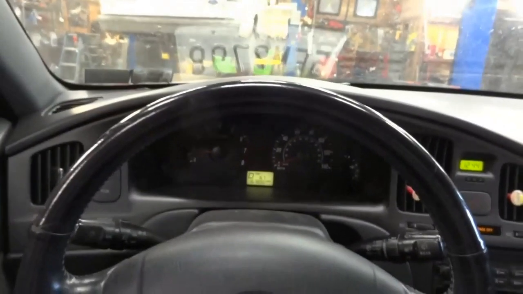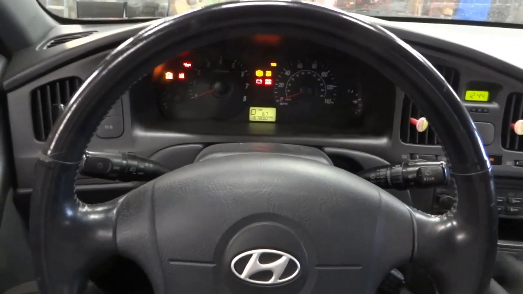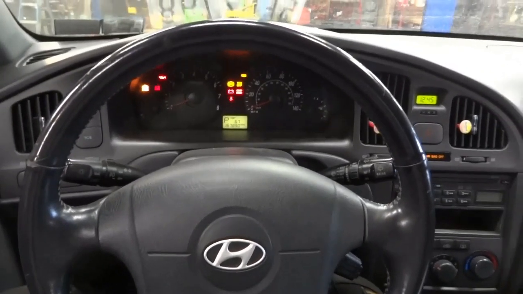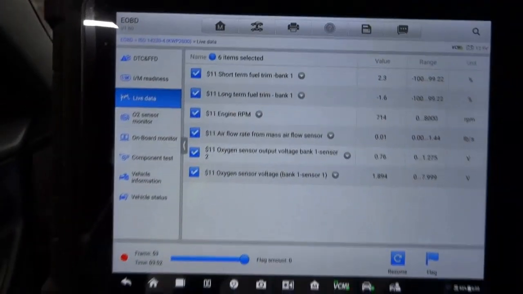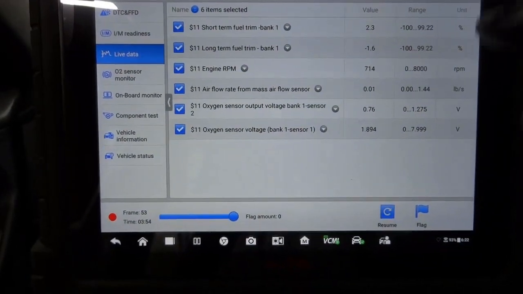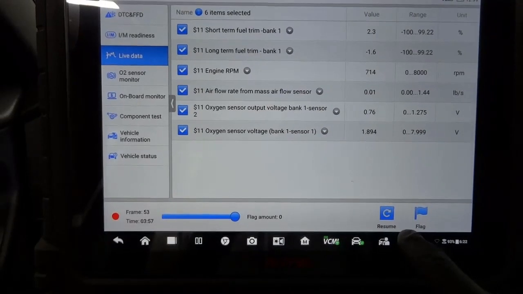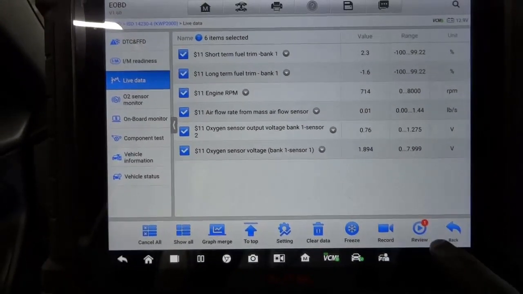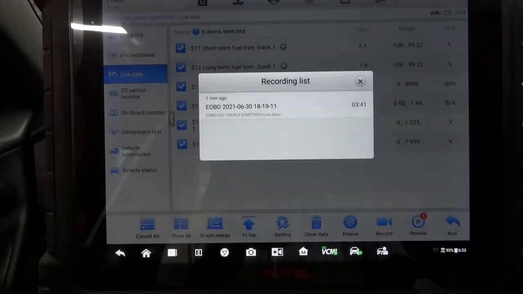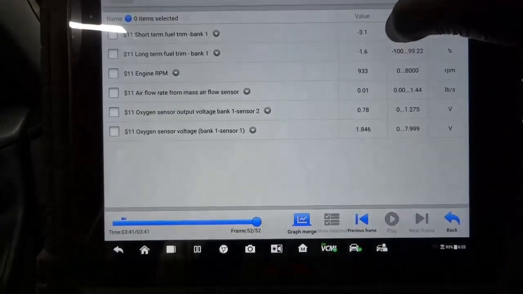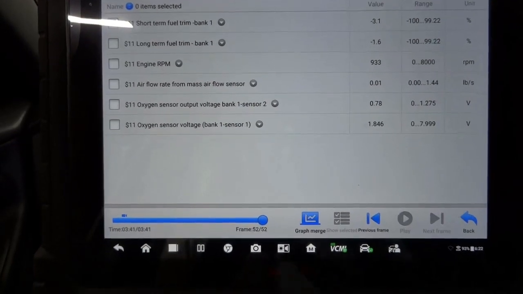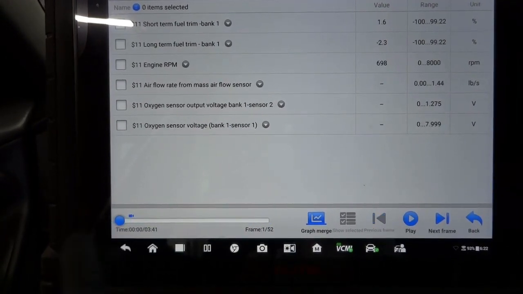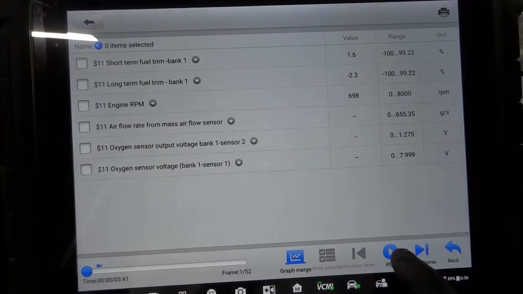All right, so we're back at the shop. I'm going to turn off the engine. So let's bring up our scan tool. So here's the scan tool. I was recording all the values over here while we were driving. Okay, so now let's click on review. So let's scroll back. We're gonna play this.